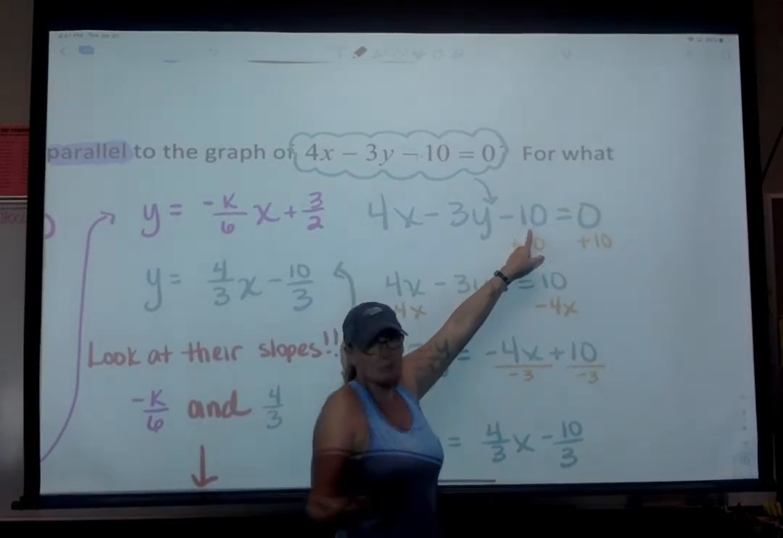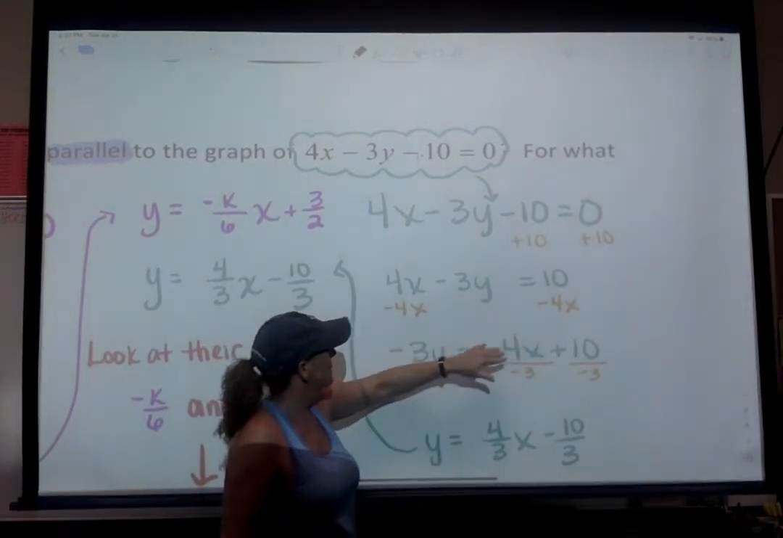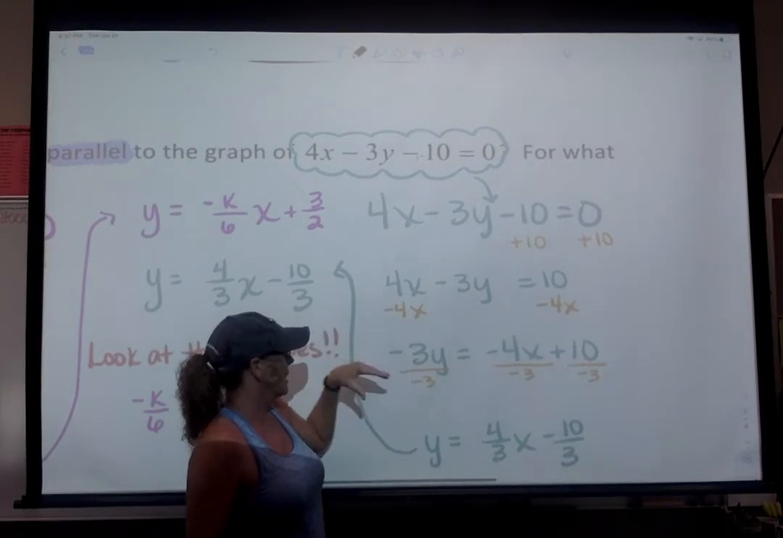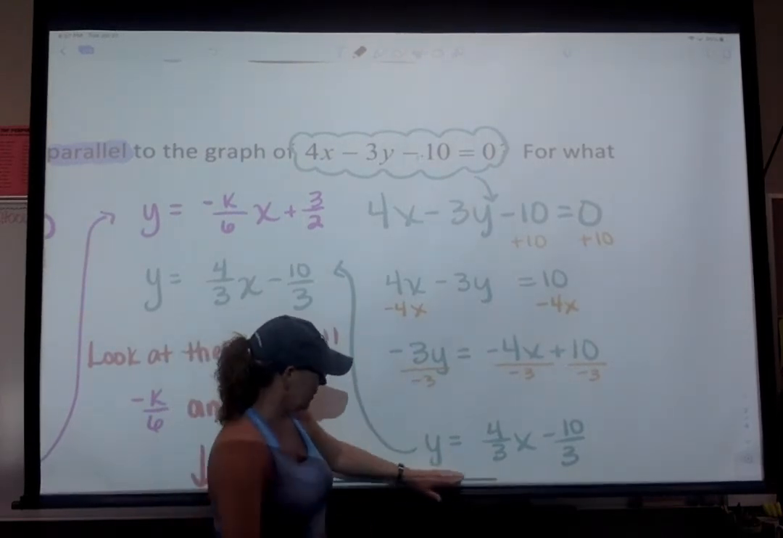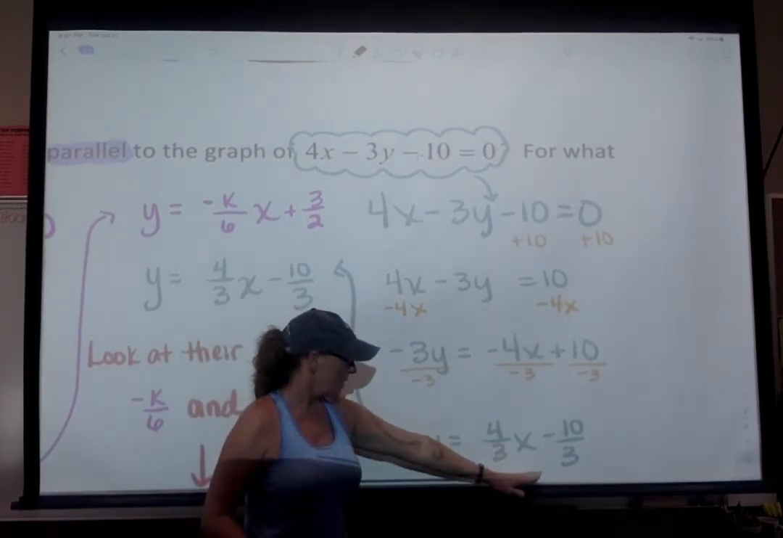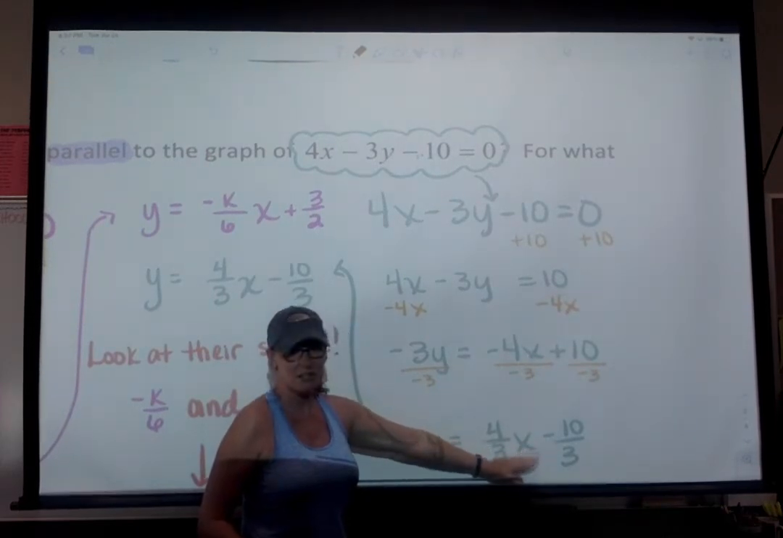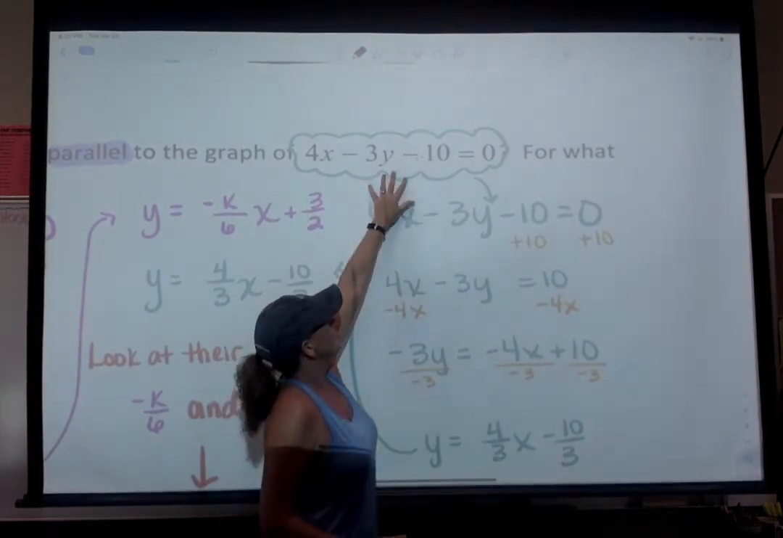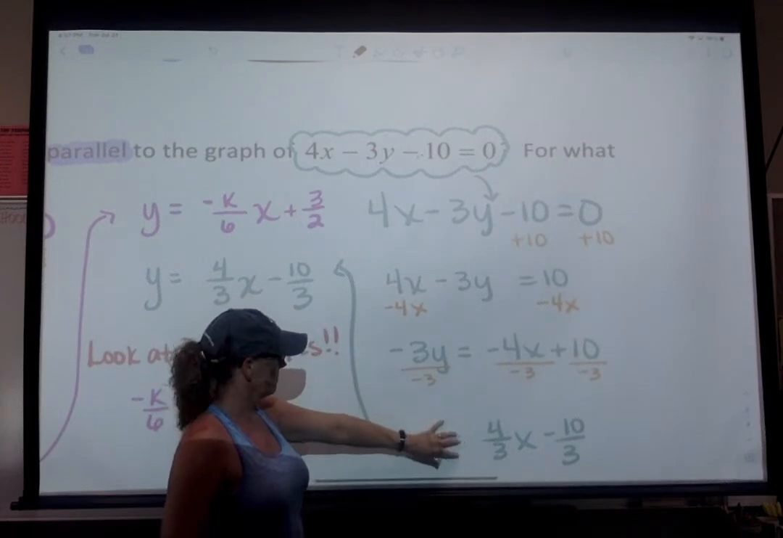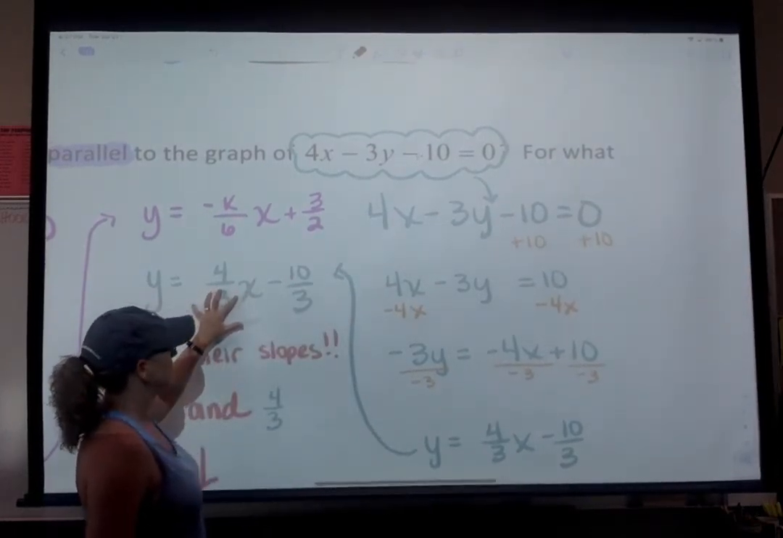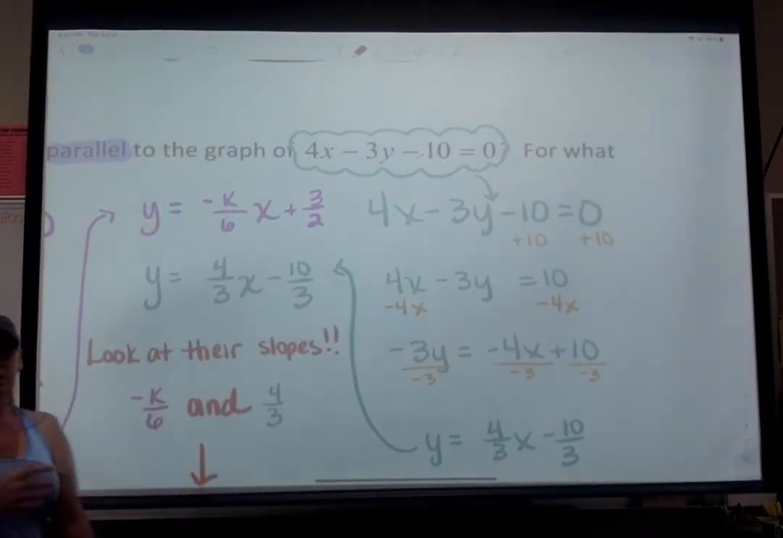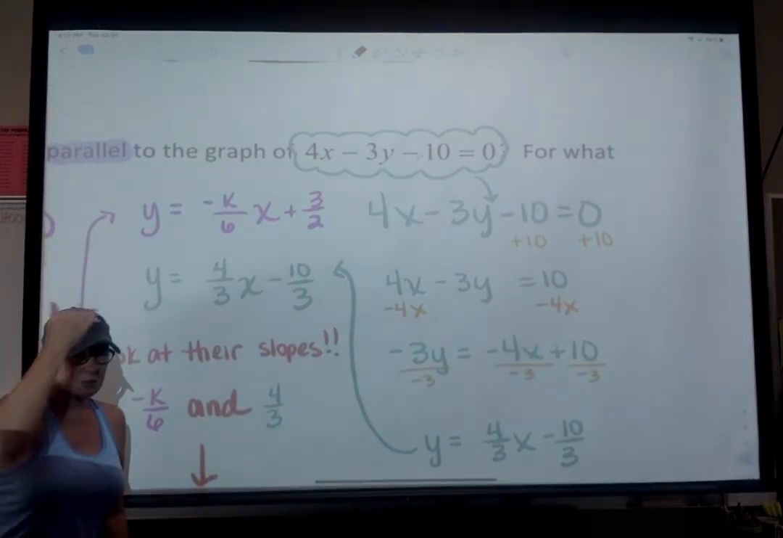Now, all I'm doing is solving for y. So I'm going to add 10, subtract 4x, and divide by -3. Looky here, I get y equals 4/3 x minus 10/3. This, and this, and this, they're all the same thing. And I rewrote it right here. Same thinking, okay?